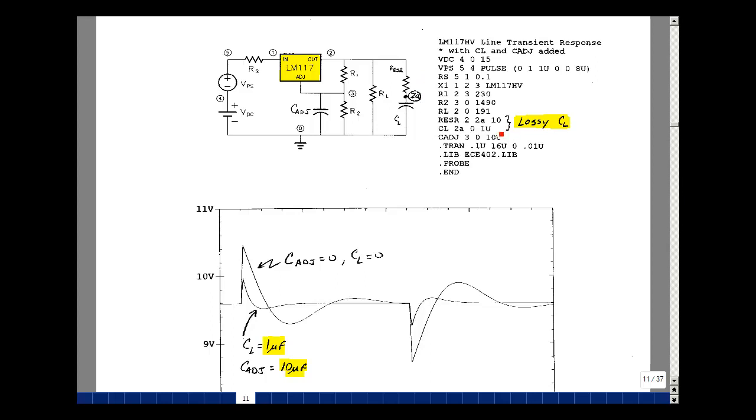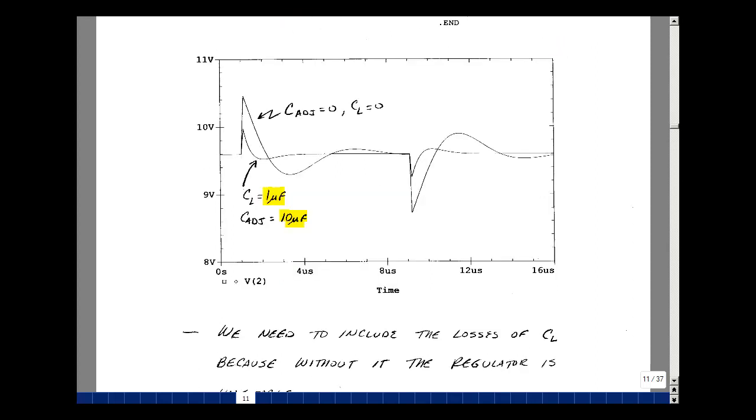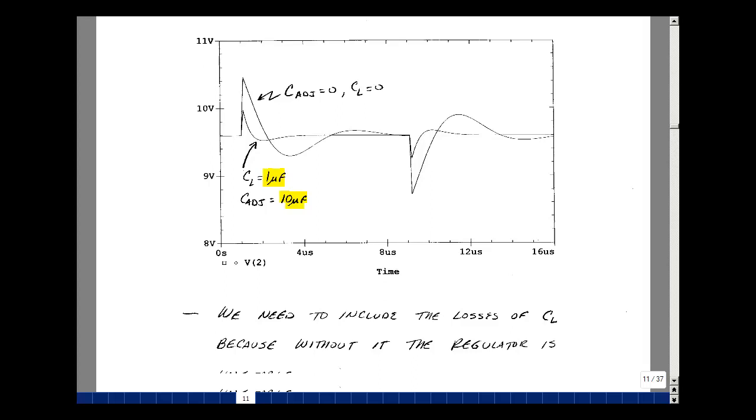So here I've included the losses of the capacitor. You could include them here. They didn't have much of an effect. Again, this looks similar to the data sheet, but not exactly, and again, matches my lab data better.